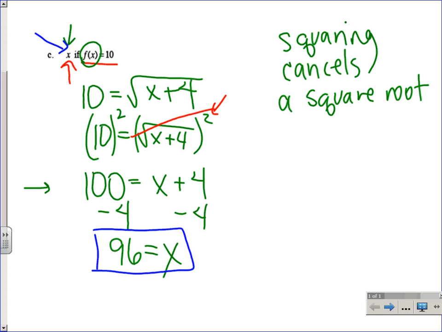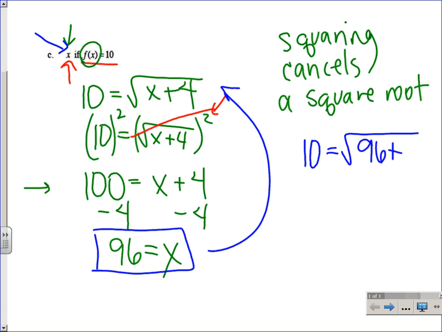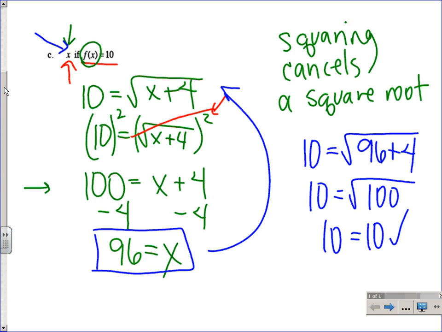I could check this by plugging it back in up here. 10 equals square root of 96 plus 4. 10 equals, well, 96 plus 4 is 100. Square root of 100 is 10. We just did our check that works correctly. And that is skills check 1.1.